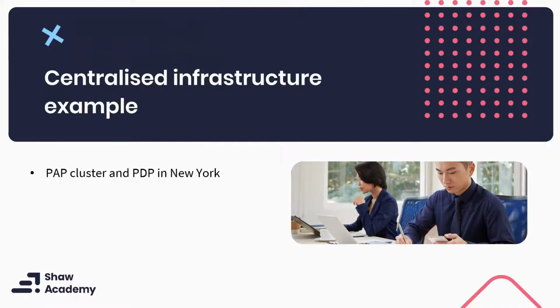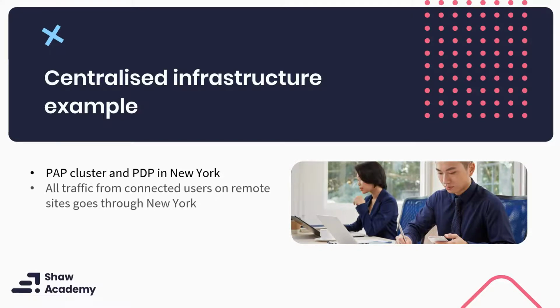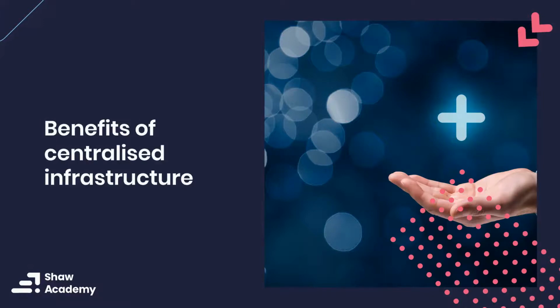This means that the New York system administrators will be able to create and edit digital policies. The system administrator will also be able to control who has access to file or resources on the company's network. All the traffic from connected users on the remote sites will have to go through the centralized server in New York. So what are some of the main benefits of centralized infrastructure?